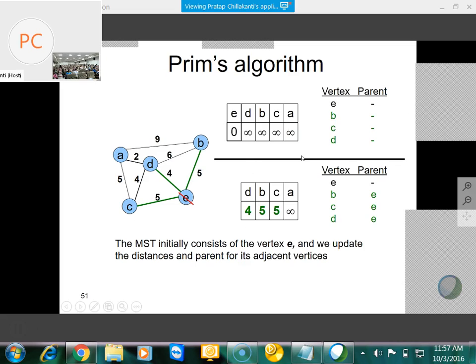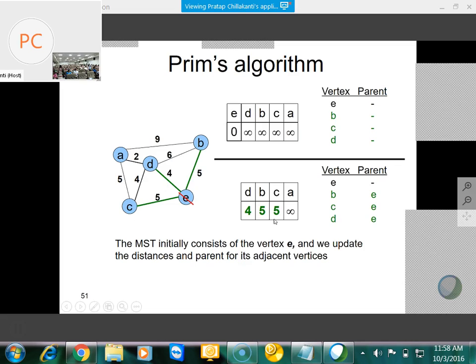So he has updated the distances to B, C, and D, okay? So we are updating from vertex E the distances and parent for its adjacent vertices. When you take E, the adjacent vertices are B, C. A, you leave it infinity because A is not adjacent to E. The only things adjacent to E are D, C, B.